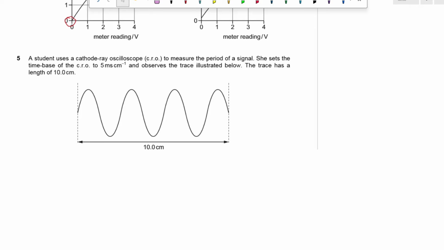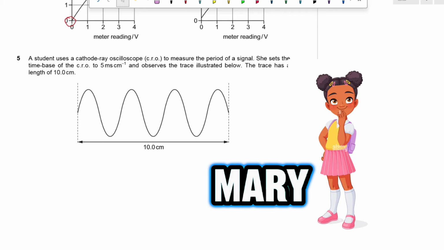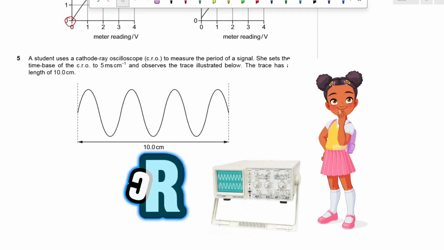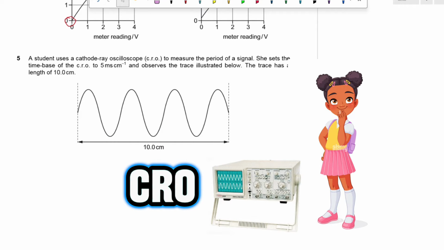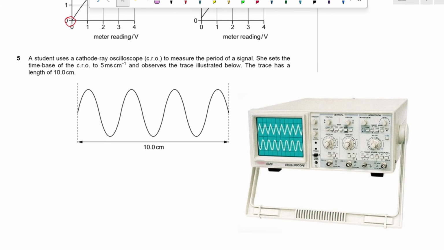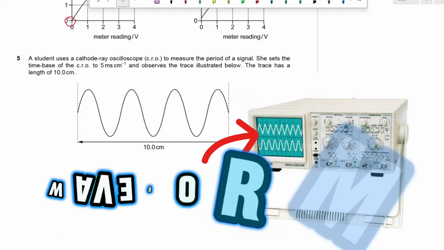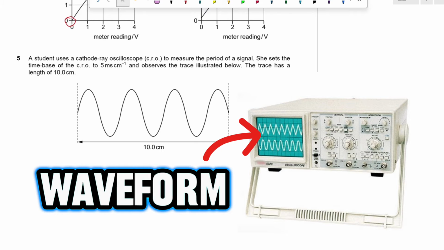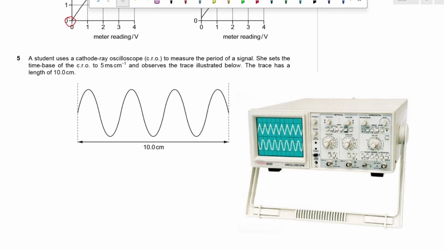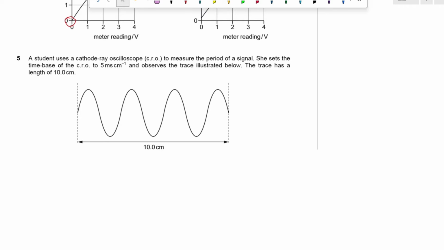We've been given a student. I'm going to call her, let's say Mary, right? So Mary is going to use a cathode ray oscilloscope. Fun time for Mary. A cathode ray oscilloscope, as you can see on the screen, basically gives a waveform of a certain wave. And we've been told that she sets the time base, so Mary is busy tuning the time base, so that 1 centimeter represents 5 milliseconds. Very clever. So 1 centimeter represents 5 milliseconds, and you want to find the period.